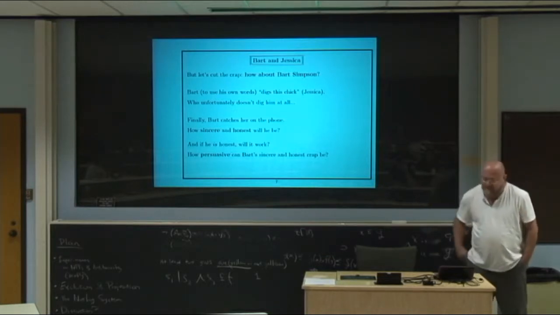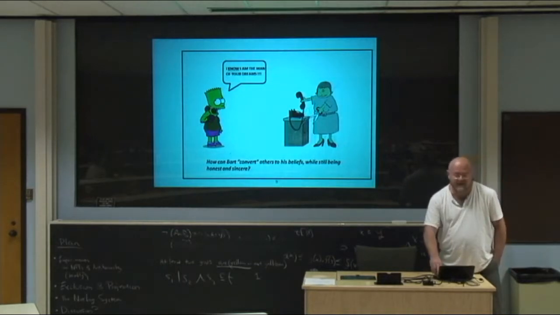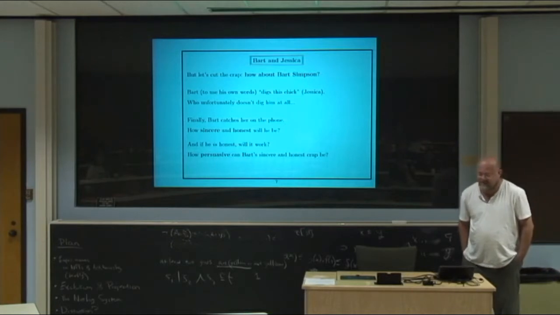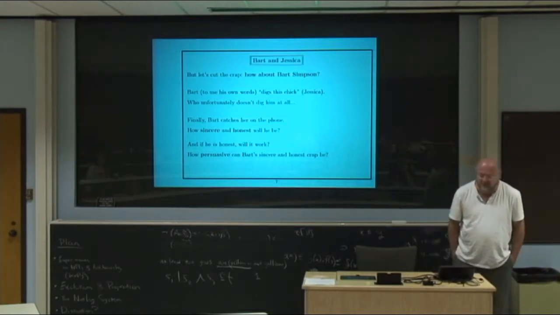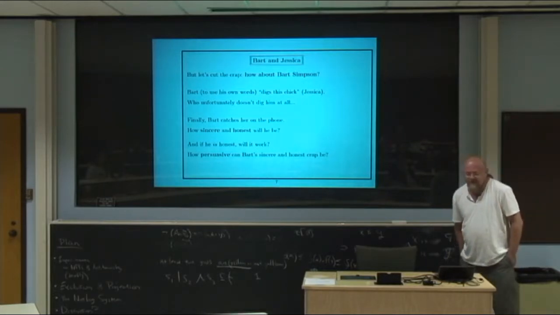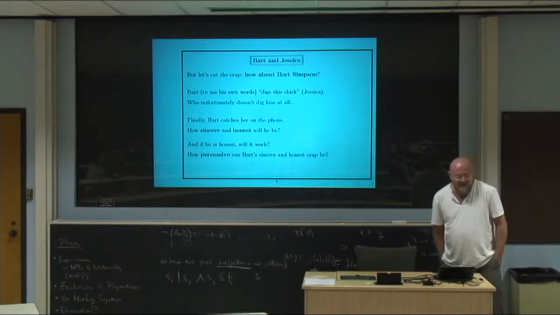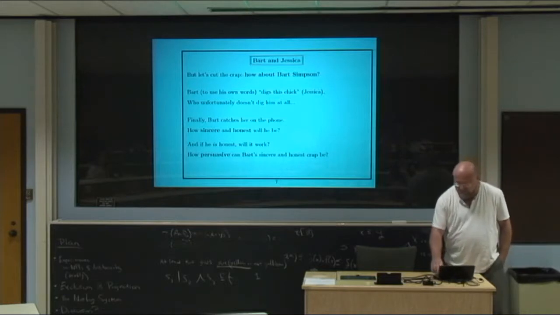How about Bart Simpson? This is the picture. Bart fancies a girl, or in his own words, digs this chick, Jessica, who unfortunately doesn't dig him at all in return. So finally Bart catches her on the phone, and he has to say something. And how sincere and honest will he be, or can he be? And if he's honest, will it work? Will it be persuasive, the kind of sincere, honest Bart crap?